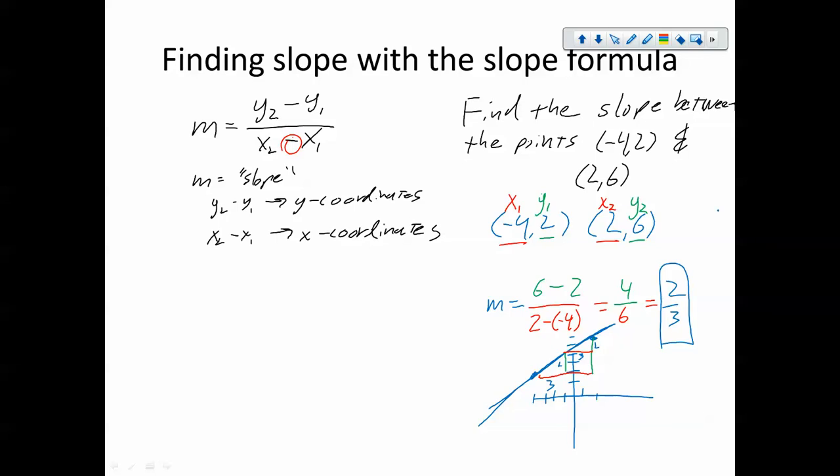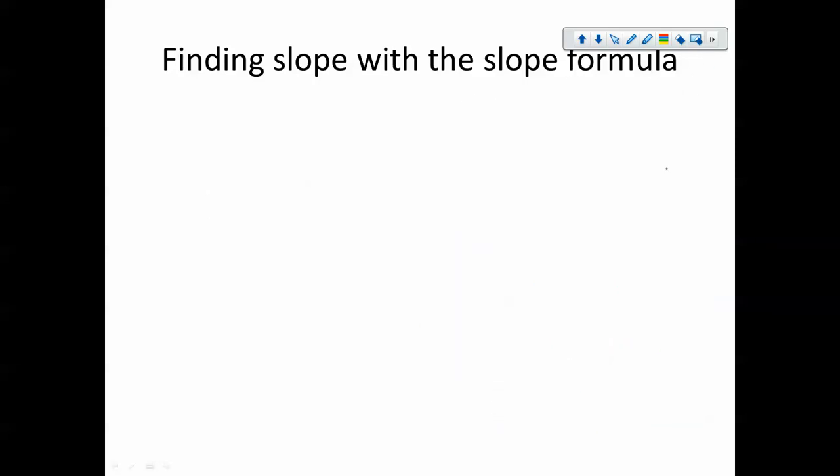So, another example. Keep my slope formula up there: y2 minus y1 over x2 minus x1. And let's do another point. This point is going to be 3, 5, and 6, negative 1.